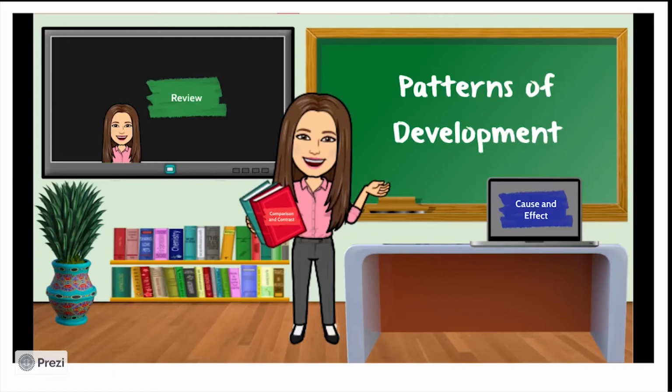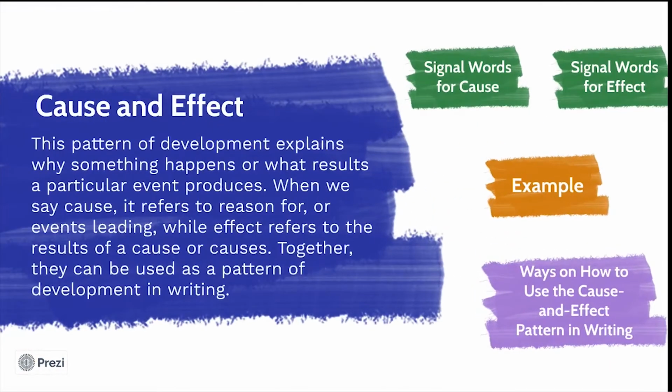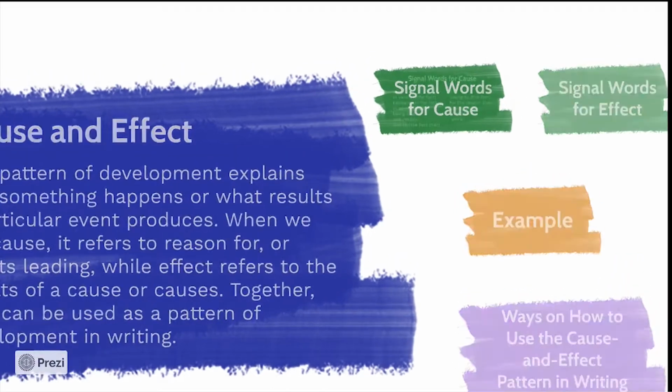Now let's have the cause and effect pattern of development. This pattern of development explains why something happens or what results a particular event produces. When we say cause, it refers to the reason for or events leading, while effect refers to the results of a cause or causes. Together, they can be used as a pattern of development in writing. With a cause and effect pattern, the writer can explain how an event or action leads to another. This type of paragraph analyzes the causes or effects of a certain situation.